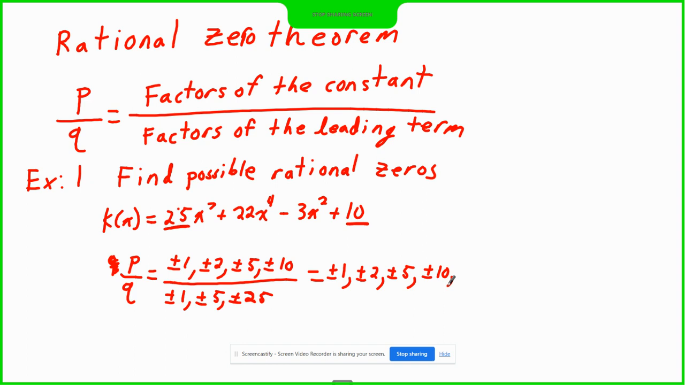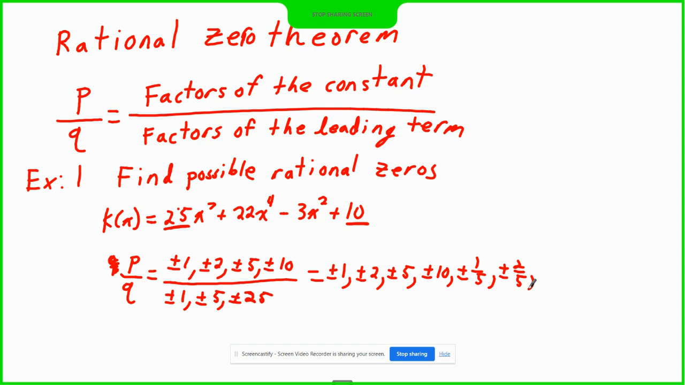Okay. Now we move on to 5. 1 divided by 5, 1/5. So we have plus or minus 1/5. And then we have 2/5. So plus or minus 2/5. Well, 5 divided by 5 is what? 1, which we already wrote down. 10 divided by 5 is 2, which we already wrote down. So then we move on to the next one.